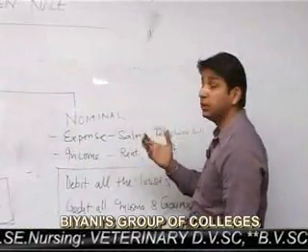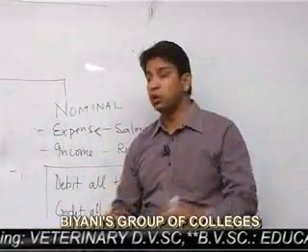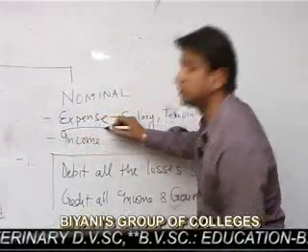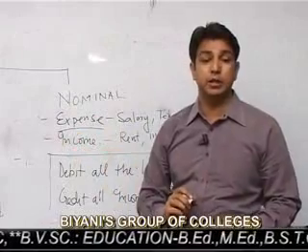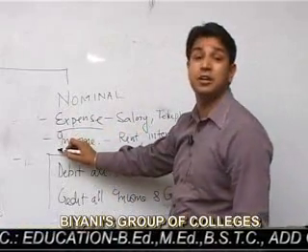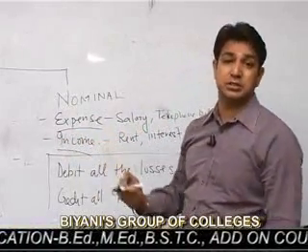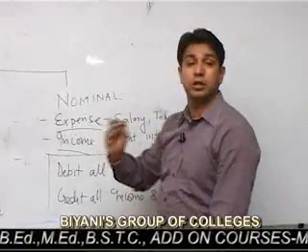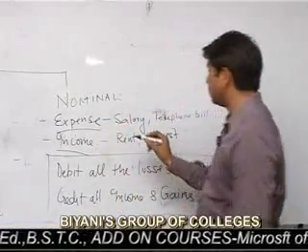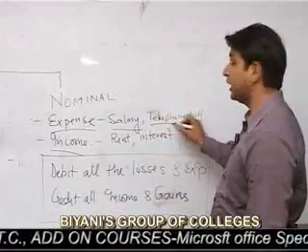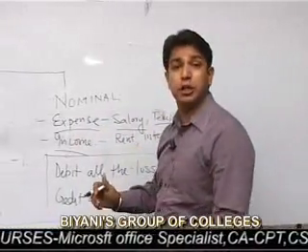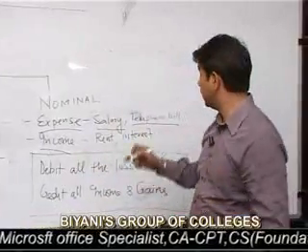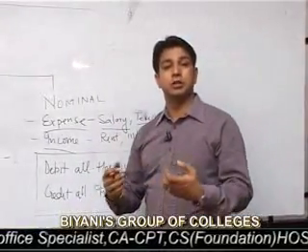Now, we come to the nominal rule. What is this nominal rule? This nominal rule includes all the expenses and incomes related to the business. They must be related to the business. Expenses, for example, salary, telephone bill, rent, and others. And income includes rent received, interest received, commission received.